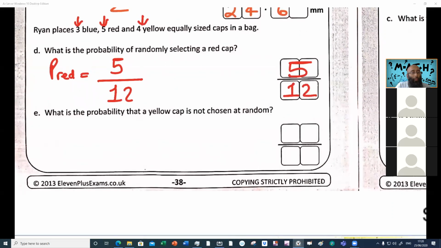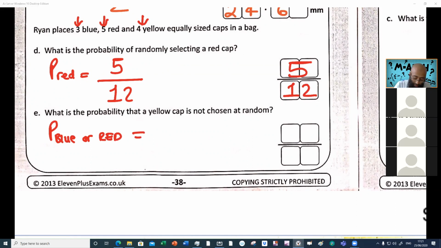Okay, next question. Read. What is the probability that a yellow cap is not chosen from the bag? The probability that a yellow cap is not chosen. Okay, so if you don't choose a yellow cap, which cap are you choosing then? What does it mean? So that means you're choosing a blue or a red. Oh, fantastic. So that question is the same as saying, what's the probability of choosing a blue one or choosing a red one? That is what it means by not yellow. Not yellow means the other ones.